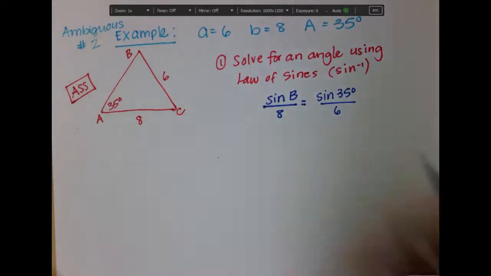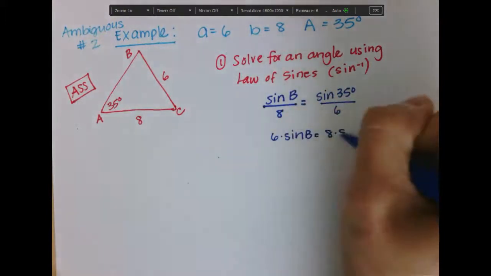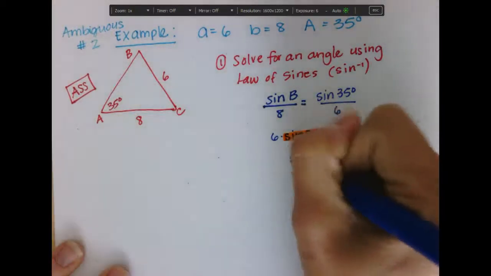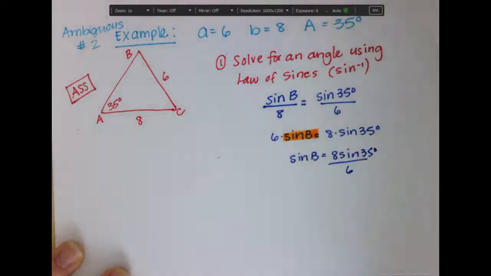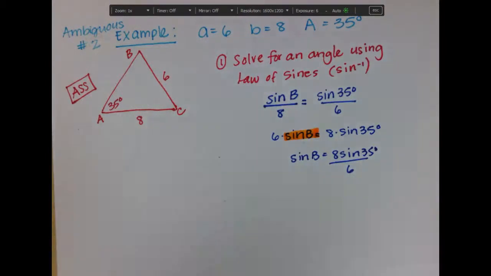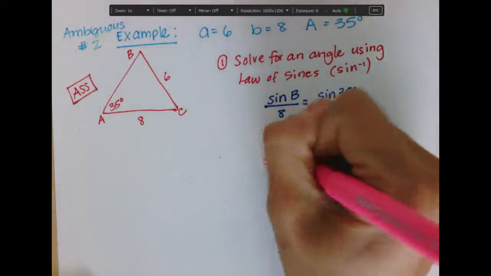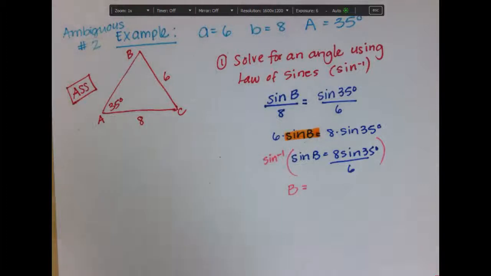Alright, so we're going to solve for the angle by cross multiplying. 6 times the sine of B equals 8 times the sine of 35 degrees. Now remember what we're trying to isolate. We're trying to isolate the sine of B so that ultimately we can solve for B itself. And so we need to divide. I divide both sides by 6. And remember that in order to undo a sine, I need to take the inverse sine. So that gives me the angle B all by itself.